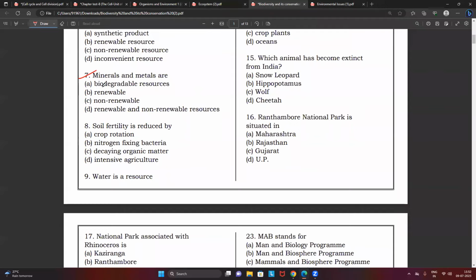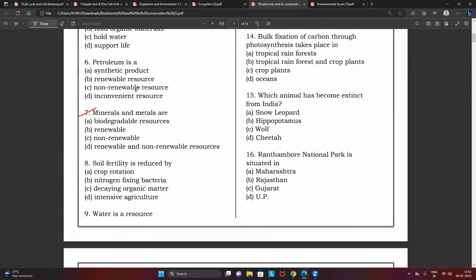Okay, question number 7. Think and answer. Don't hurry. Minerals and metals are... Please mute your mic. Friends, slowly think about the question. It's a very good logical question, friends. Very good. Minerals and metals are renewable and non-renewable. No need to get confused with that particular point.